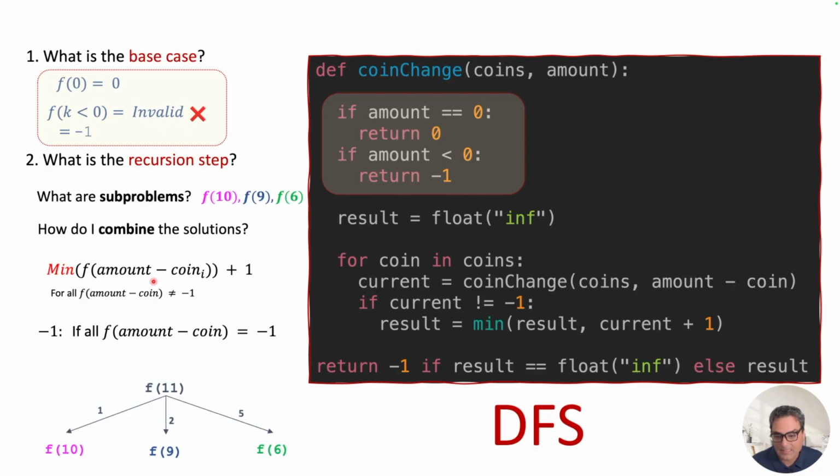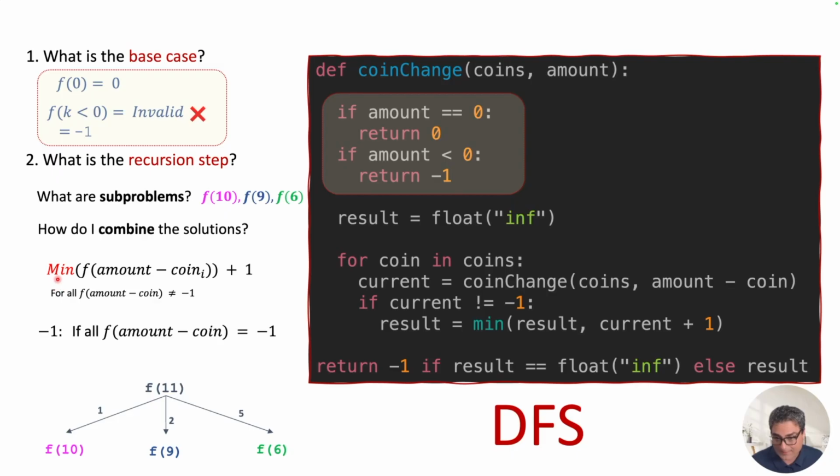Each subproblem is really the amount minus that coin. For example, 11 minus 1 is 10, 11 minus 2 is 9, 11 minus 5 is 6. But we only participate the ones for which the output is non-negative. So if one of these subproblems returns negative, we don't participate that in our minimum function. So this is the same thing that we said before, we're just being more specific.